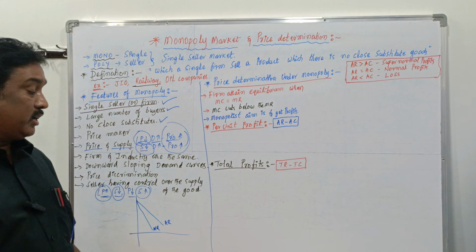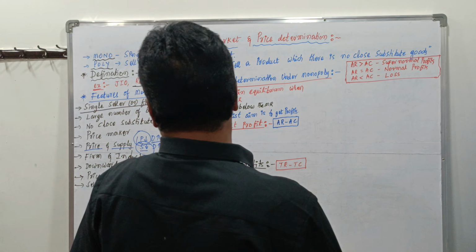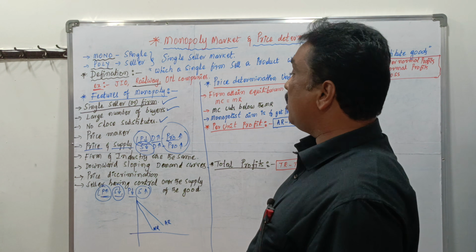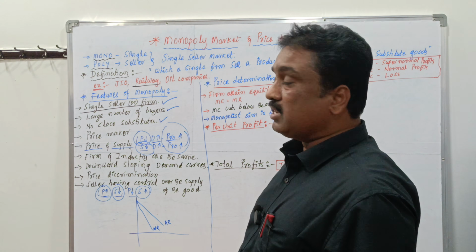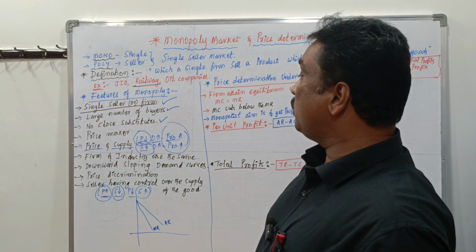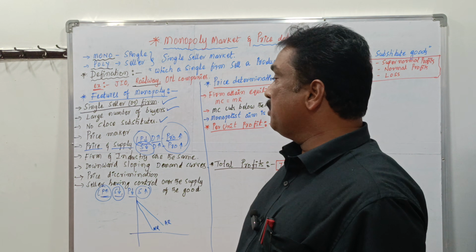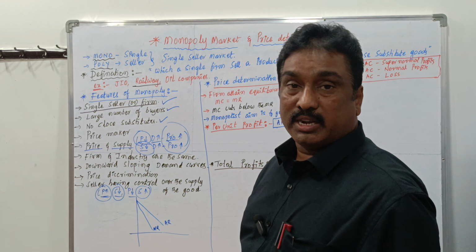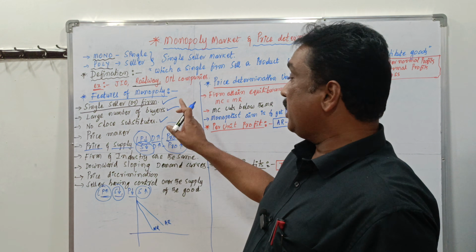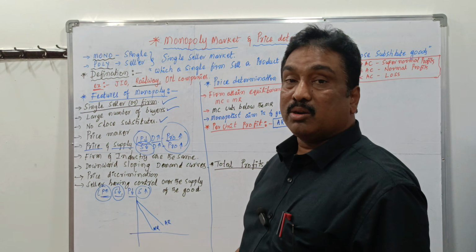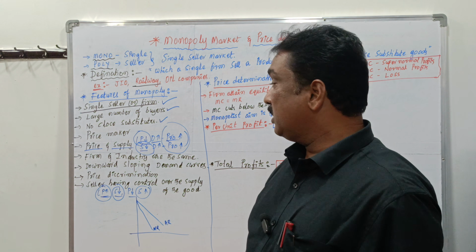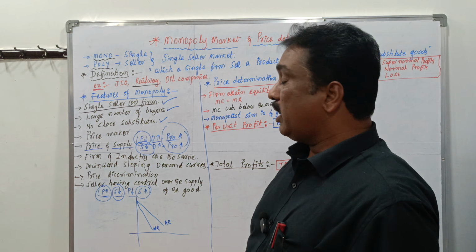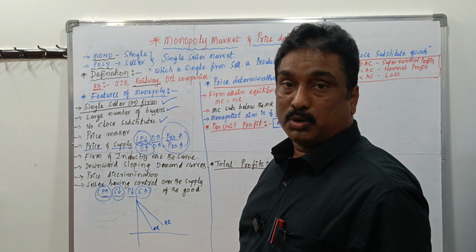Do you understand what the features of the monopoly market are? Once again, listen carefully. A single seller or single firm is there, and a large number of buyers, unlimited buyers. No close substitutes, no close substitute goods in the monopoly market. And the seller is the price maker. Who is the price maker here? The seller is the price maker. And price and supply cannot be controlled at a time by the seller in the monopoly market.